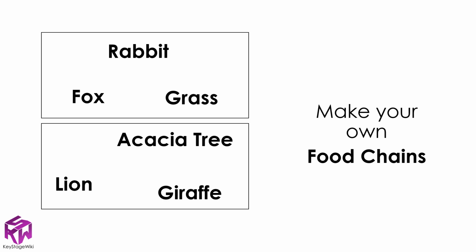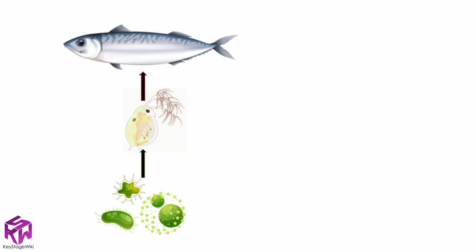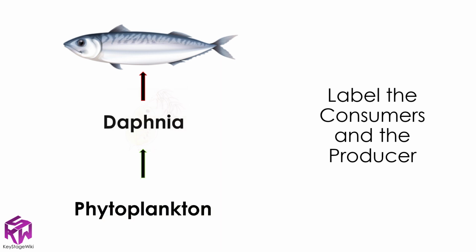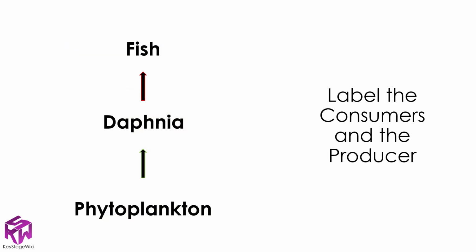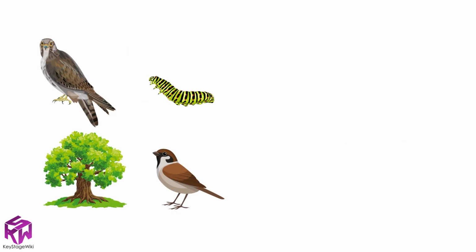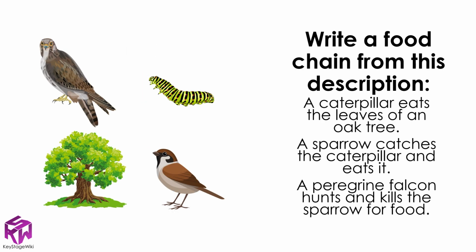See if you can write your own 2 food chains using these organisms. On this food chain, add labels to show the consumers and the producer. Sometimes a biologist might observe organisms eating one another. Use this description to write down your own food chain.